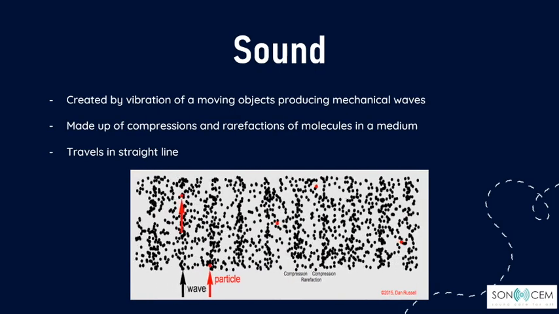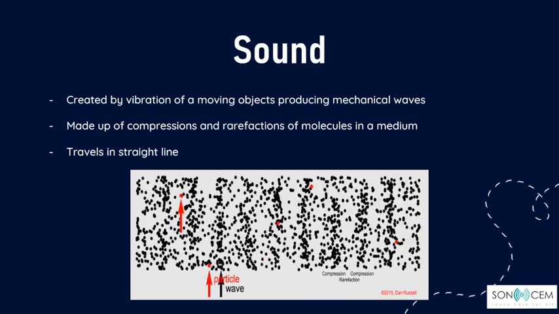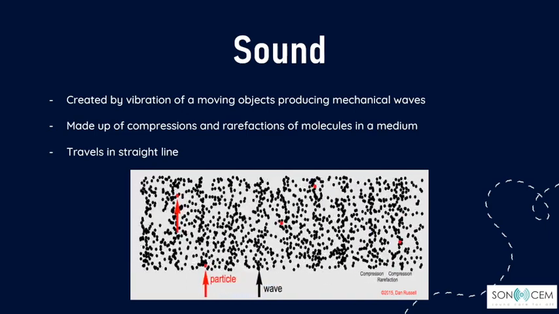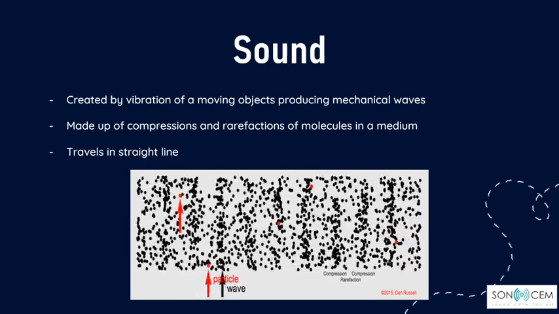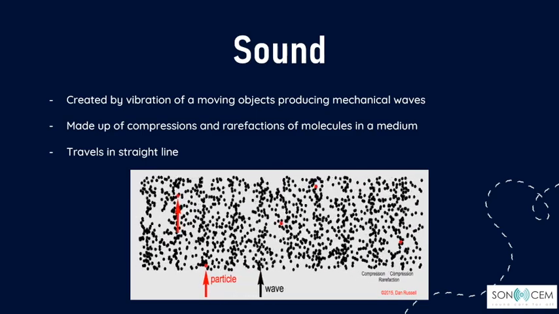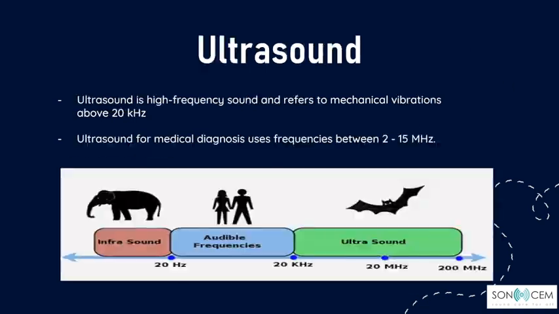Sound is created by vibration of moving objects producing mechanical waves. And these waves are made up of compressions and rarefactions of molecules in a medium. Another important property of sound is that it travels in a straight line. What about ultrasound? It is not different from normal audible sound in its physical properties, except that humans cannot hear it. The ultrasound for medical diagnosis uses frequencies between 2 to 15 MHz, unlike the audible frequencies of a human, which range from 20 Hz to 20 kHz.